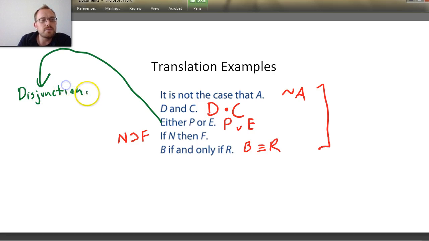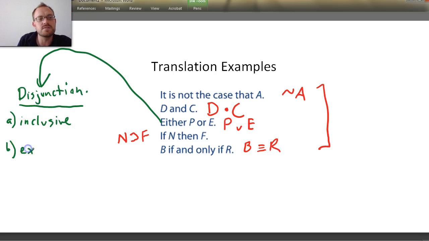Now, you may not be thinking this since you're just watching this video at this moment, but a question may occur to you. If I say either P or E, that usually means this one or this one, but not both, right? So there's actually two types of disjunction. There's what we call inclusive disjunction, and there's also exclusive disjunction, right? Normally, when we say either or, for instance, if I say either it's going to rain or it's not, right? That's an exclusive disjunction.